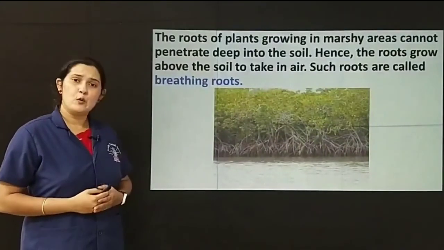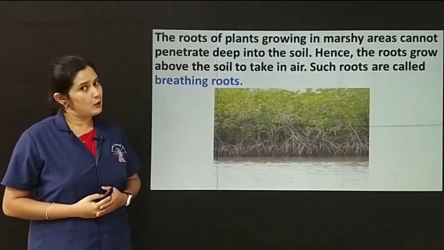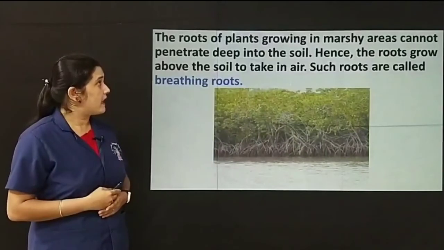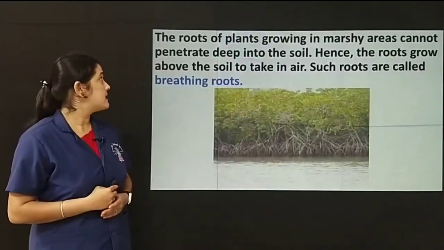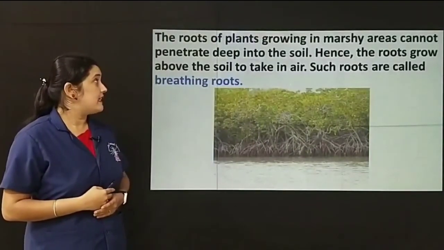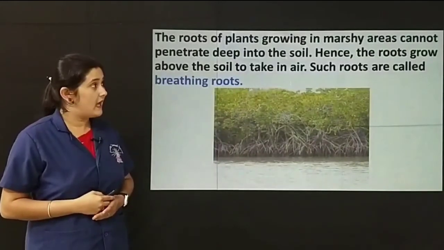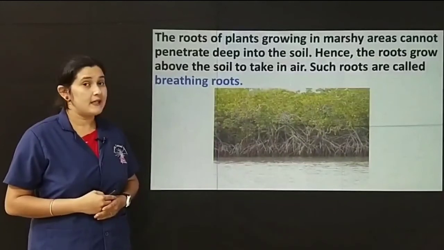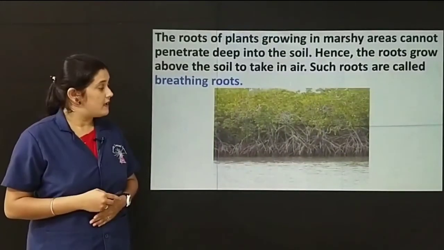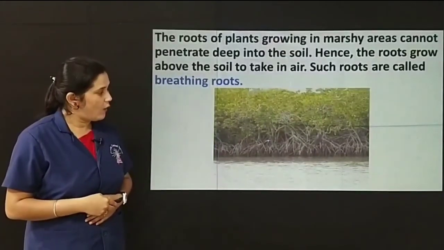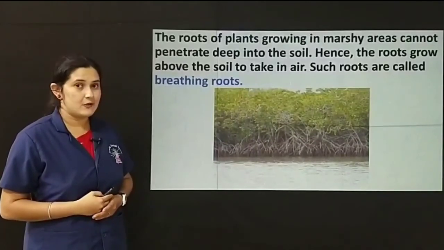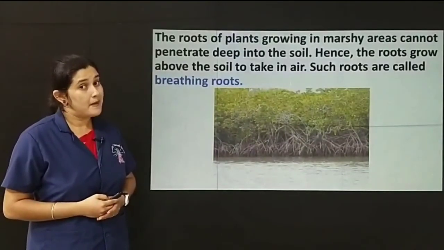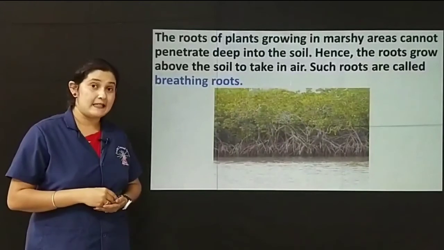How are the roots of these trees? The roots of plants growing in marshy areas cannot penetrate deep into the soil. Hence, the roots grow above the soil to take in air. So here you can see how the roots of these trees are. They are not penetrated deep inside the soil.